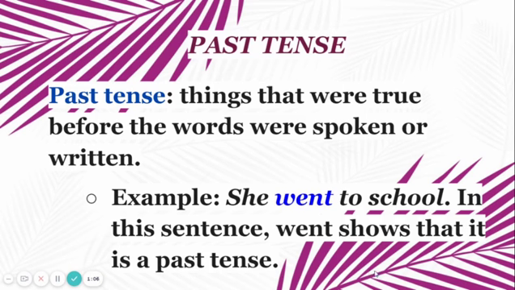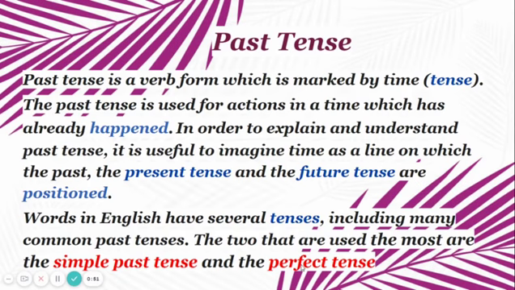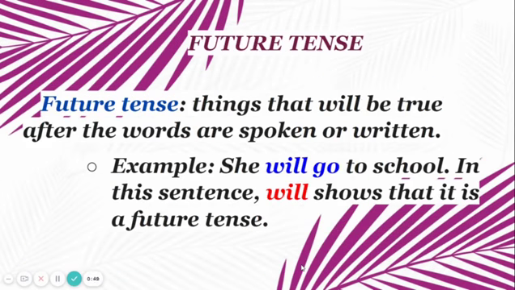Past tense, as I have already said, is things that were true before the words were spoken or written. For example, she went to school. Here, went shows that it is a past tense. In future tense, we have seen, things that will be true after the words are spoken or written. Example, she will go to school. In this sentence, will shows that it is a future tense. So remember, goes means present tense, went means past tense, will go means future tense.